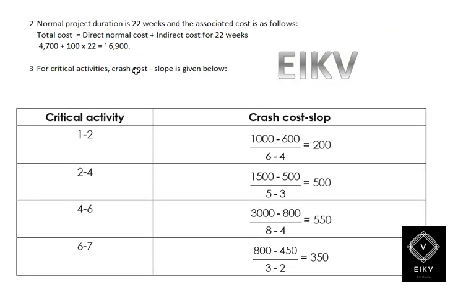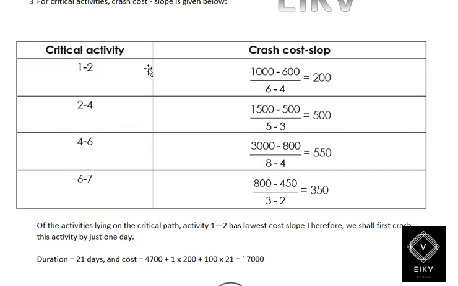For critical path activity, the crash cost slope is given below. If activity 1 to 2 is crashed, it will be 1000 minus 600. 1000 is the crash cost, minus 600 is the original cost, divided by the number of days, that is 6 minus 4. 6 is the normal days, 4 is the crashed days. Therefore, it will give you 200.